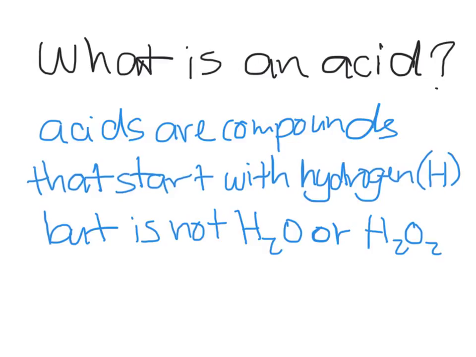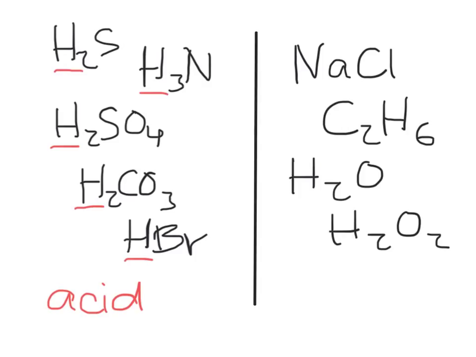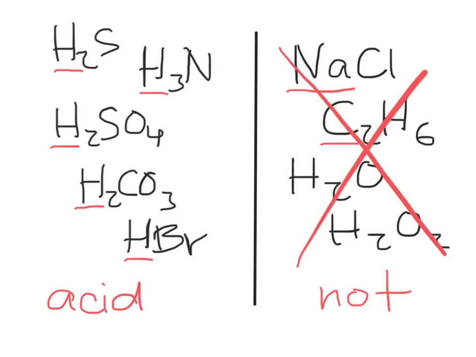What is an acid? Acids are compounds that start with hydrogen, H, but it's not H2O water or H2O2 hydrogen peroxide. For example, H2S, H3N, H2SO4, H2CO3, and HBr are all acids because they all start with H. Whereas NaCl, C2H6, H2O, and H2O2 are not acids because they don't start with H, or it is just simply water or hydrogen peroxide.